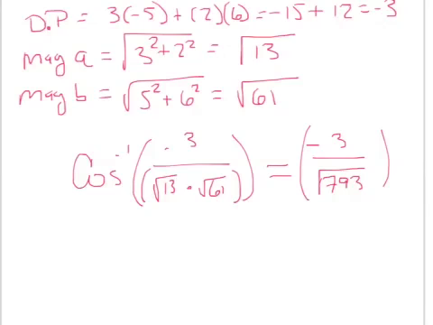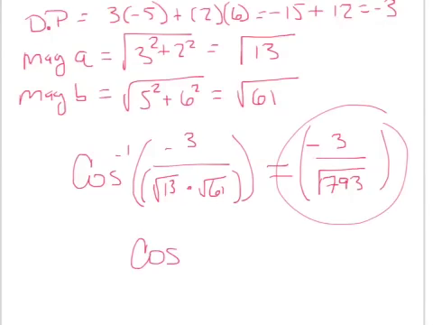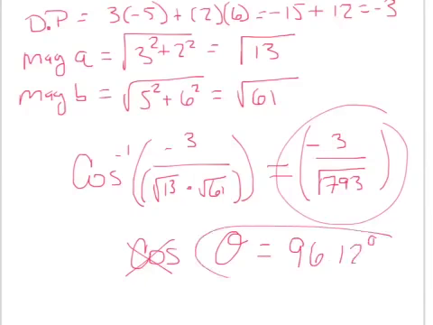So we got to take cosine inverse of this guy. So when we do that, hold on one second here. So when we do this, don't worry about that, we're going to get theta is equal to 96.12 degrees.